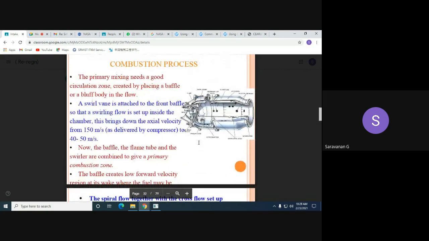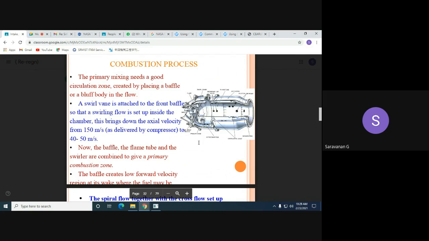So the combustion process normally takes place here. The chamber has a recirculation zone, created by providing a bluff body and a swirler. A swirler is also attached in the front panel, running inside the chamber. This brings down the axial velocity from the compressor. The axial velocity of the flow should be reduced, so that the swirl enhances the process.